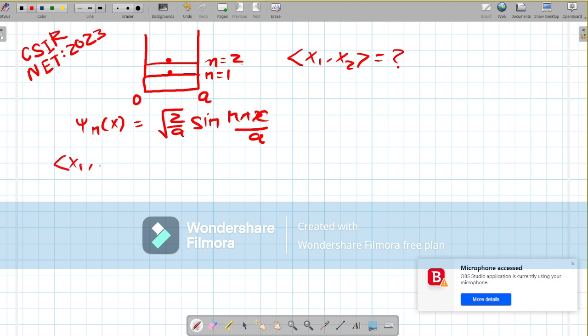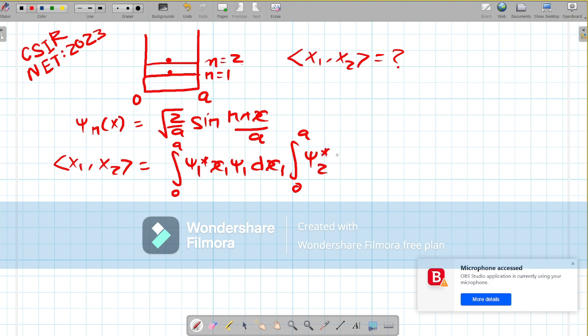The expectation value of x1, x2 can be written as the integral 0 to a of psi 1 star x1 psi 1 dx1, times the integral 0 to a of psi 2 star x2 psi 2 dx2. So x1 x2 can be written as x1 dot x2.